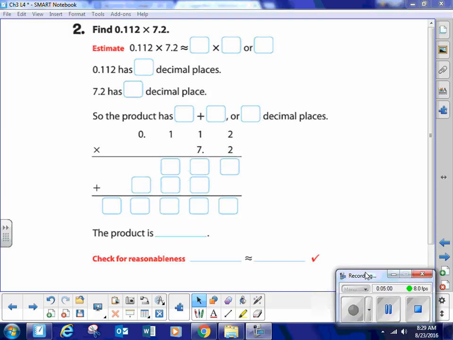This is no big deal to fill out. They want us to estimate, and they were talking about these infinitely small numbers. This is going to be 0 times what? 7? And that's going to be 0. That's why it's really kind of useless to be estimating with such tiny numbers such as 0.112, because when we round to the nearest whole number, it's just going to turn into a 0.